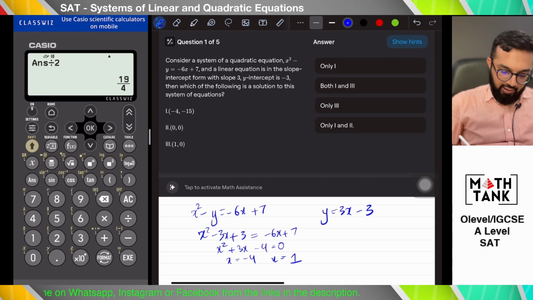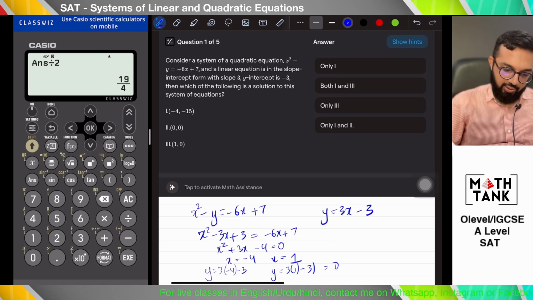Okay, what are the y values then? 0, 1 and 0 is one solution, so 3. And okay, so 1 and 3.